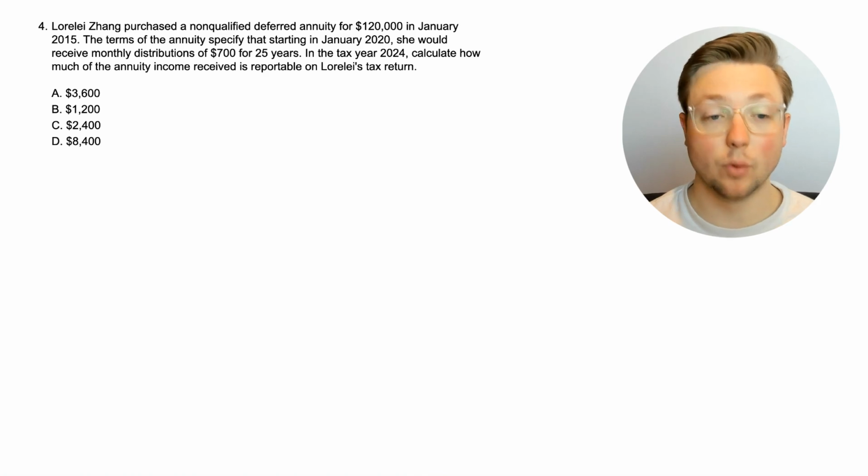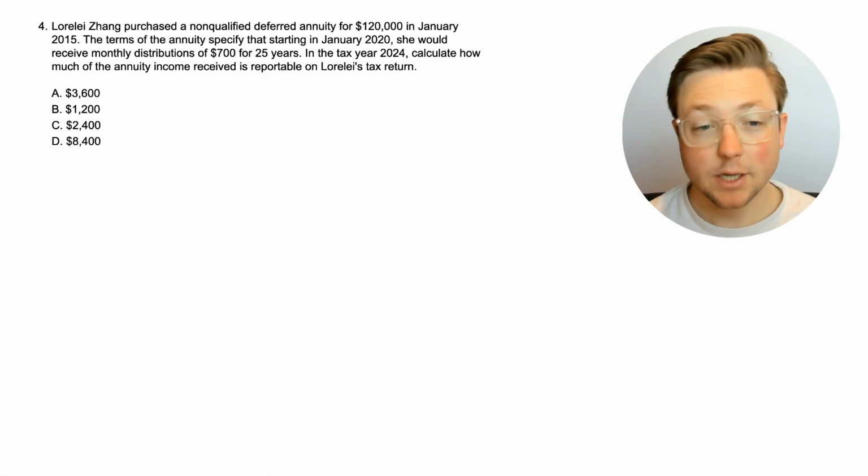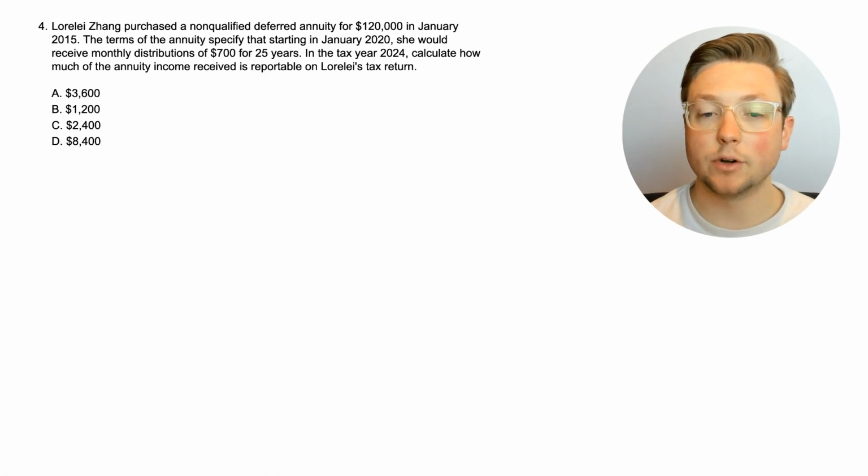Okay, here is question 4. Lorelei Zhang purchased a non-qualified deferred annuity for $120,000 in January 2015. The terms of the annuity specify that starting in January 2020, she would receive monthly distributions of $700 for 25 years. In the tax year 2024, calculate how much of the annuity income received is reportable on Lorelei's tax return.